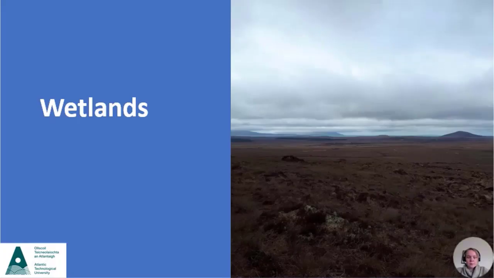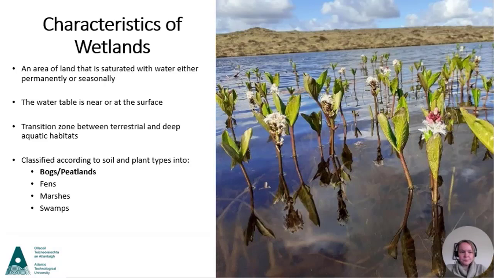The next habitat we're going to look at is wetlands. So characteristics of wetlands. It's an area that is saturated with water, either permanently or seasonally. The water table or the groundwater is at or near the surface. Wetlands are an important feature of the catchment landscape because they're a transition zone between our terrestrial land and our deep aquatic habitats like our lakes.